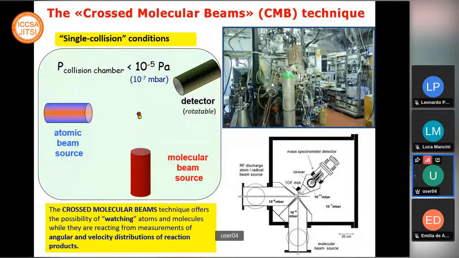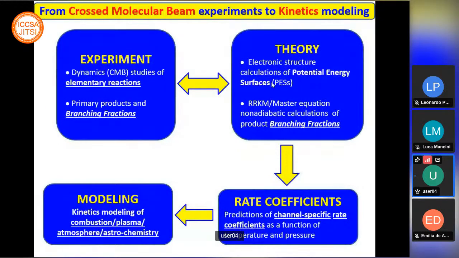The cross molecular beam technique allows us to study reactions under single collision conditions. This technique offers the possibility of watching atoms and molecules while they are reacting, from measurements of angular and velocity distributions of reaction products. So this is the scheme we generally follow when we perform our investigation. First of all, we consider the experiment, which can provide information on the dynamics of these elementary reactions and, of course, on the primary products and branching fractions.